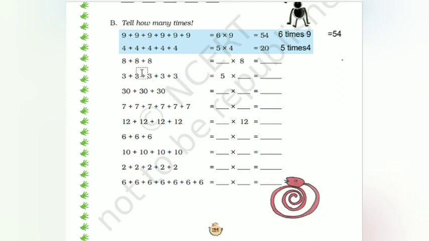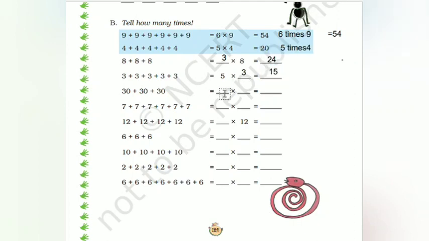Then next one. Here how many times is 8 there? 3 times. So 3 times 8 is there. We can write it as 24. 3 times 8 is written, which can be read as 24. Then 3 is written how many times? 5 times 3 is written. What will be the answer? 15. 5 into 1 is 5, 5 into 2 is 10, 5 into 3 is 15.